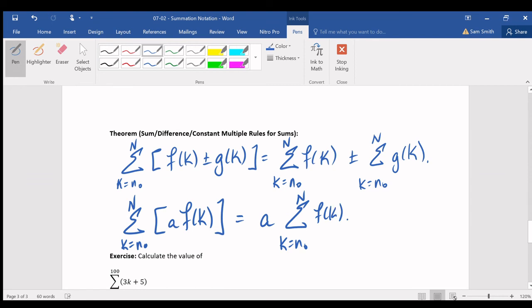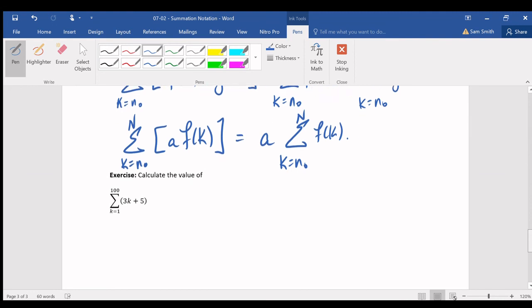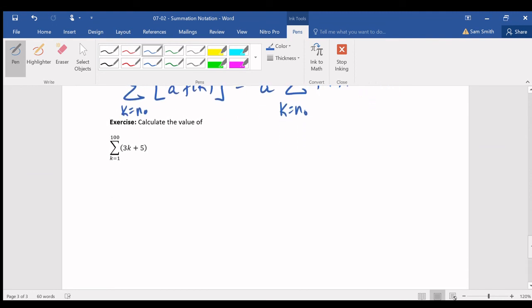So let's see what benefits these rules have for calculating something like this. Find the value of the sum, k goes from 1 to 100, of the quantity 3k plus 5. What's beautiful about the rules that we have just listed is that they enable us to pull out 3, take the sum from 1 to 100 of just the function k, and then separately take the sum of the second function, just 5.